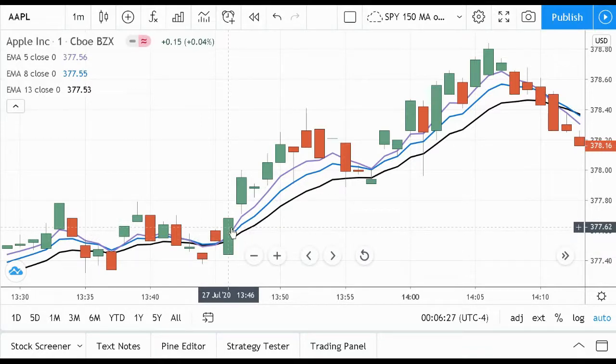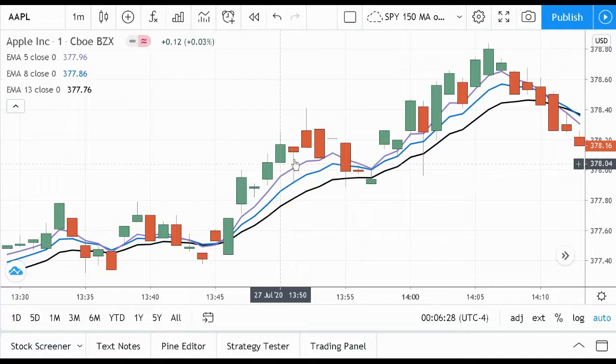You can see that they're in the right order from top to bottom. And so you might get in, okay? And then you ride it up, hopefully. When do you get out? Well, one way to get yourself out is if either of those conditions is not true anymore, then you can just get out of your position. You can sell your stock or whatever it is you're trading.